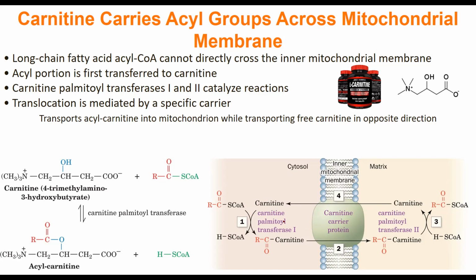And so the enzymes that do this are carnitine palmitoyl transferase 1 and 2. 1 is in the cytoplasm, removes our coenzyme A. 2 is in the matrix, reattaches our coenzyme A. And carnitine carrier protein is just moving carnitine. You can do it with or without the fatty acid. All right, so that's how we're going to get our fatty acids from the cell into the matrix so we can start our beta oxidation process.